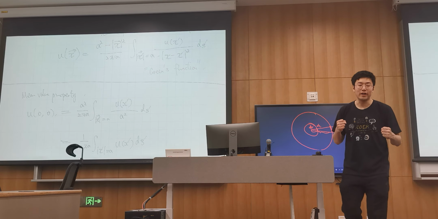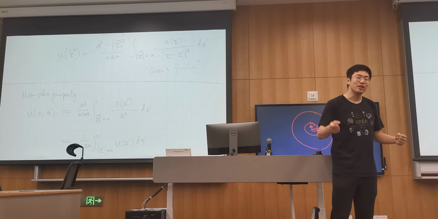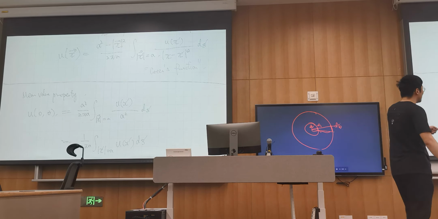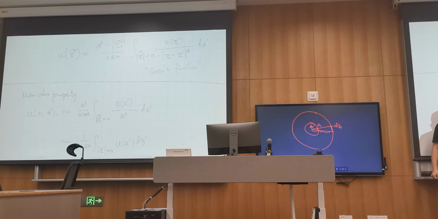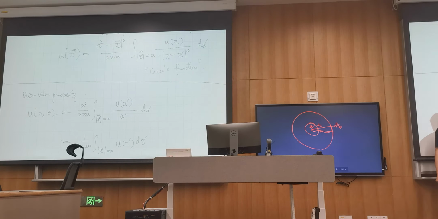What is 1 over 2 pi a for a circle A? The length of the whole circle, right? See, so this directly tells you that the function value of u at the origin point is exactly the mean value of what it is on the boundary.